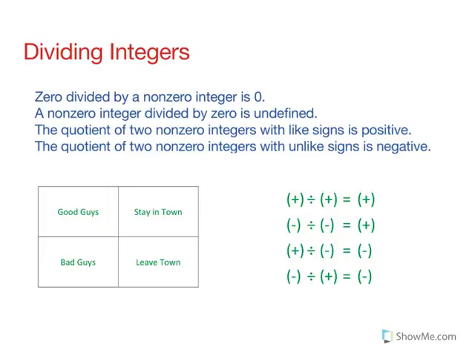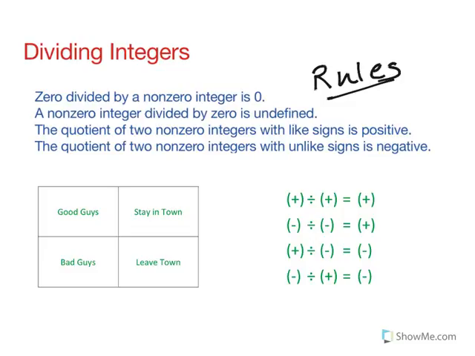Now we're going to talk about dividing integers. Over here, we have some rules. A 0 divided by a non-zero integer is 0. A non-zero integer divided by 0 is undefined. We're going to talk about both of those in a few minutes. But down below, I kind of explain these next two rules.